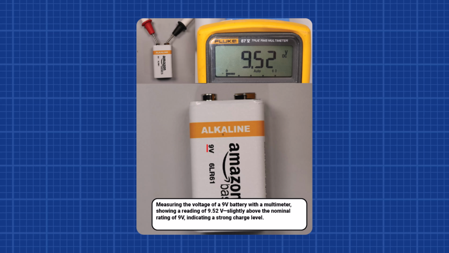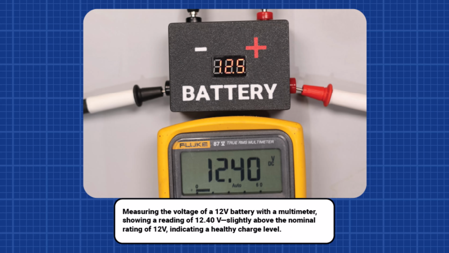Next, let's measure the 9-volt battery. Again, with the black probe on the negative terminal and the red probe on the positive, we're seeing a reading of around 9.5 volts. This is a strong reading, slightly above the nominal 9-volt rating, which shows that this battery also has a healthy charge. Finally, let's check the 12-volt battery. Placing the black probe on the negative terminal and the red probe on the positive, we're getting a reading of around 12.4 volts. This slight increase over the nominal 12-volt rating shows that this battery has a strong charge as well.